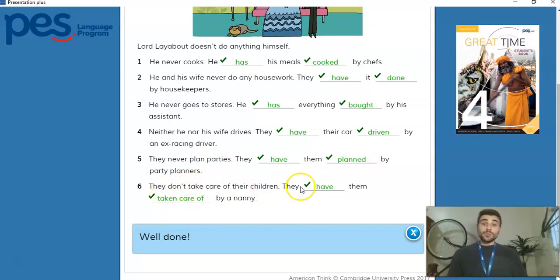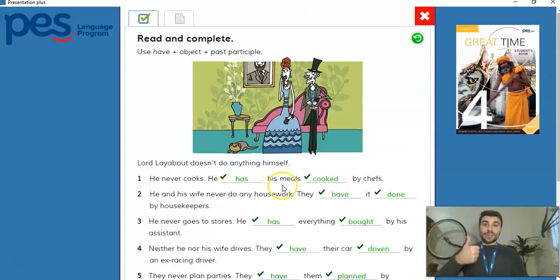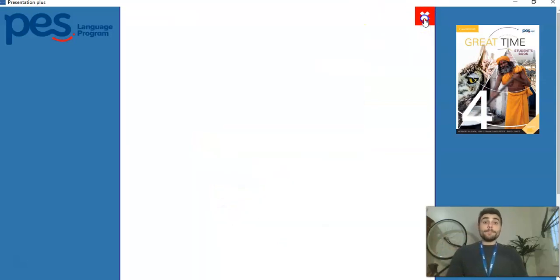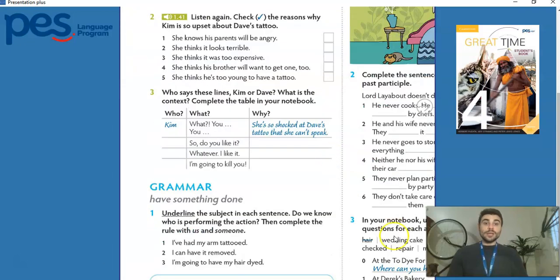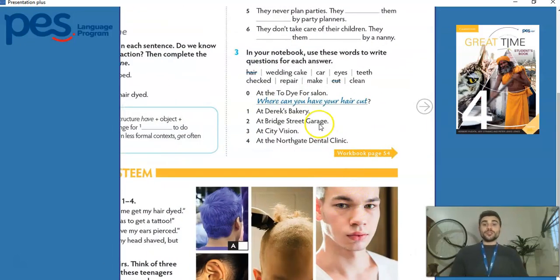And in 6, we see have, them, which is the object, referring to children, their children, and taken care of, taken, which is the past participle of the verb take. Okay? Good? Very nice. So, moving forward, we still have one last exercise over here.